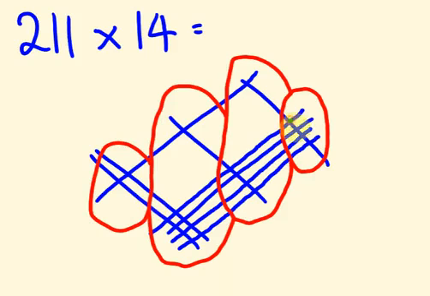We have 1, 2, 3, 4. We have 1, 2, 3, 4, 5. We have 1, 2, 3, 4, 5, 6, 7, 8, 9. And we have 1, 2. Our answer, 2,954. What about, I'll give you one last example.